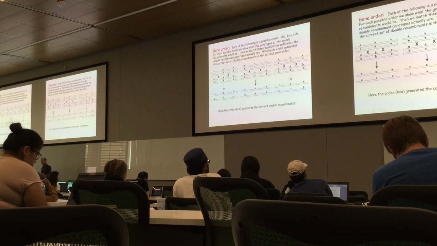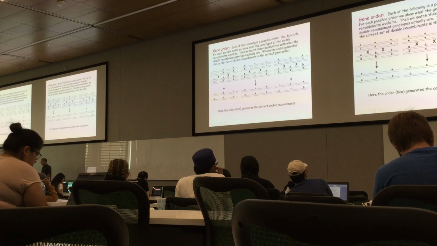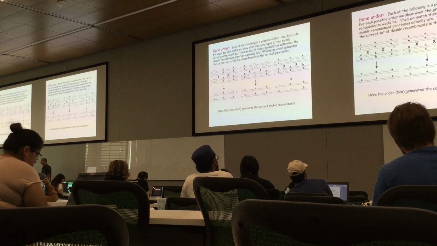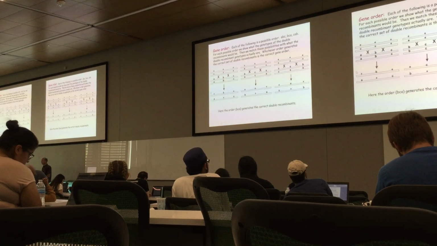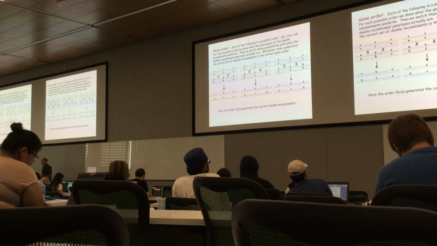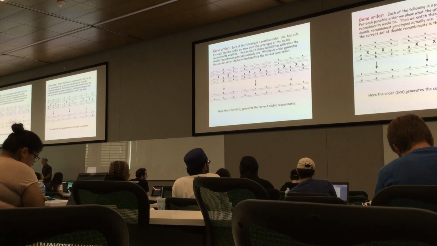And the other output of such an event would be A plus, we go down here and collect the B, we go back up here, collect C plus. And that would be, I guess, the top one here. Okay, so as a result of double recombination with this particular gene order, you must get these double recombinants.